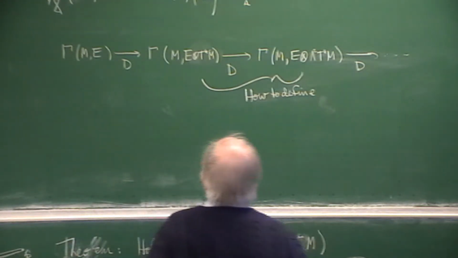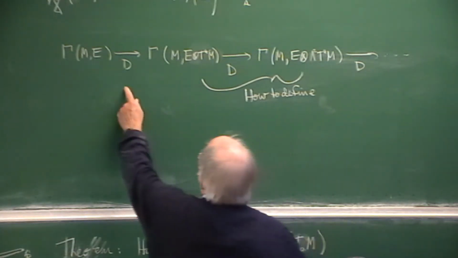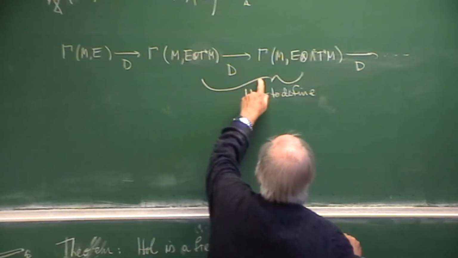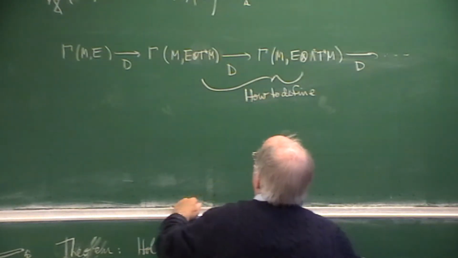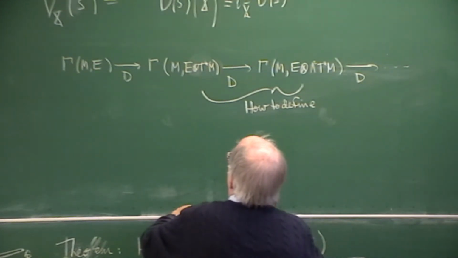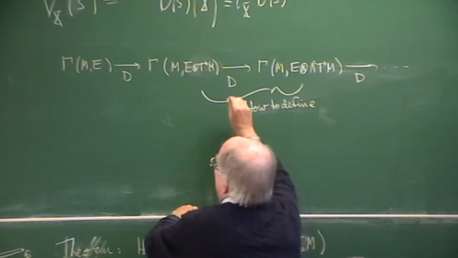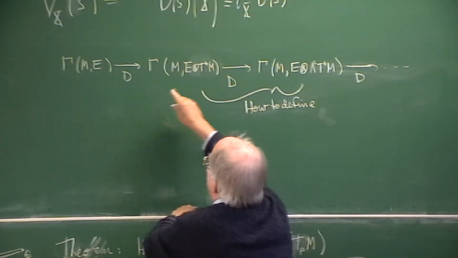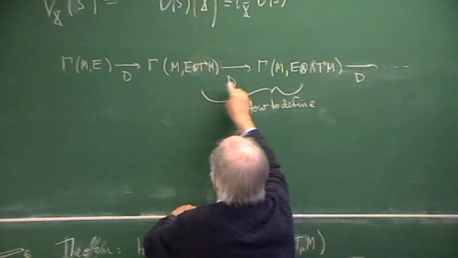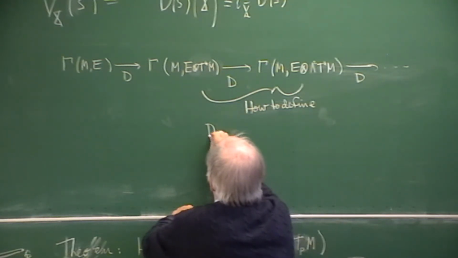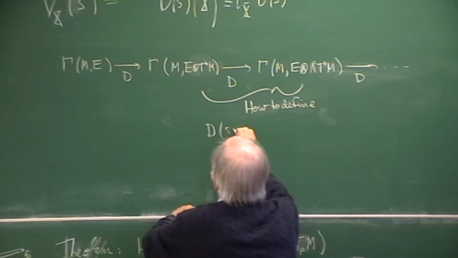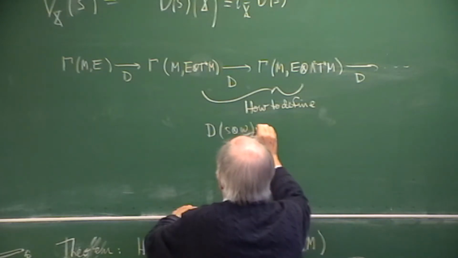This is how I want to define it. I go from here to here, and now I have to define this guy. Now I'm mixed up. I want to define the second d. This is the first d here. So how do I define this d? d of a section tensor a form omega. Oh yeah.